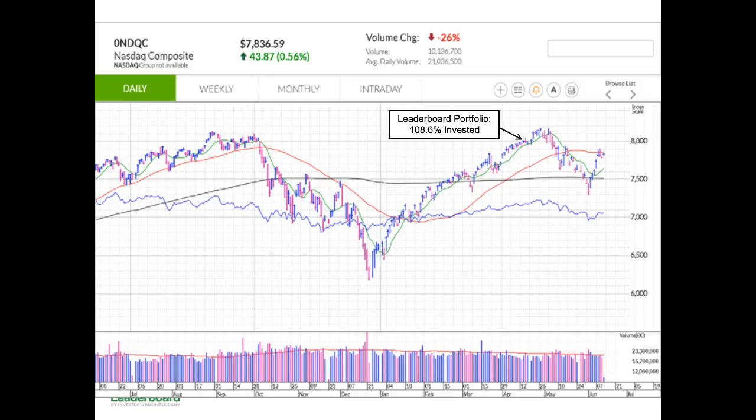And there were a lot of stocks that came out at the follow-through day in early January, and we'll go over some of those stocks. But the market was telling us to get back into the market. We went from very light exposure to the market to 108.6% invested, and again, this was around April.